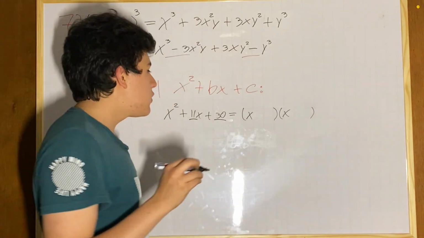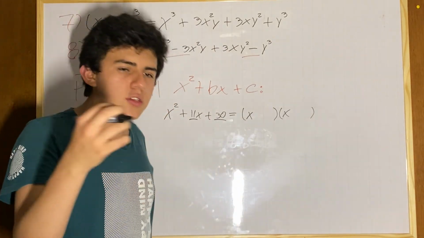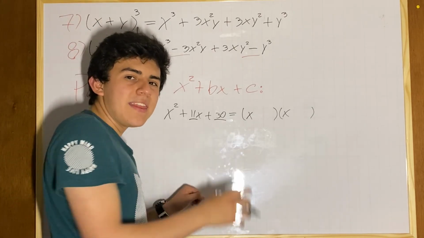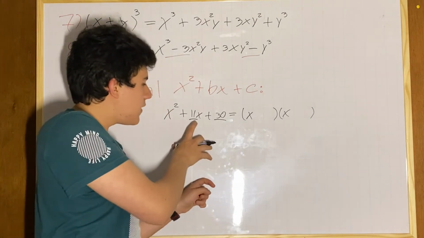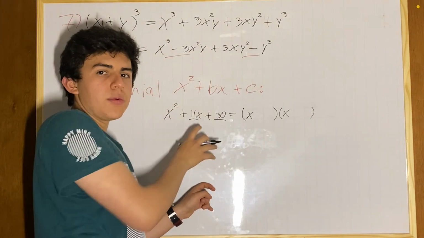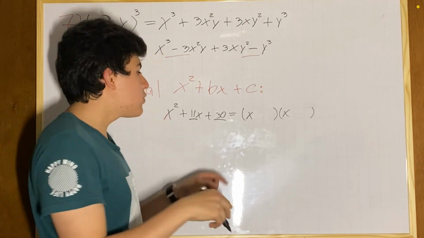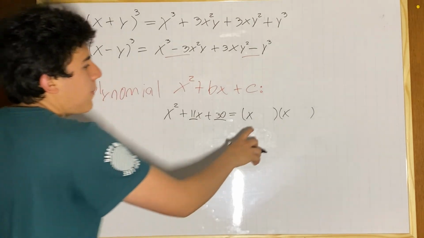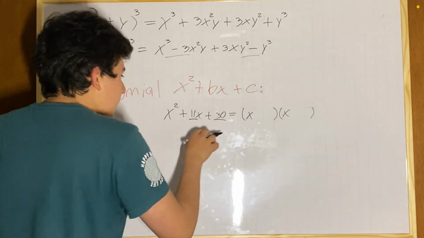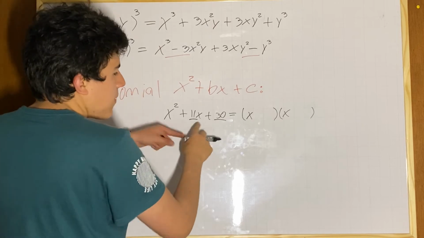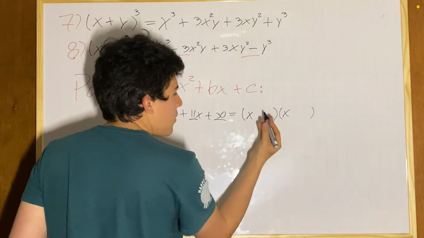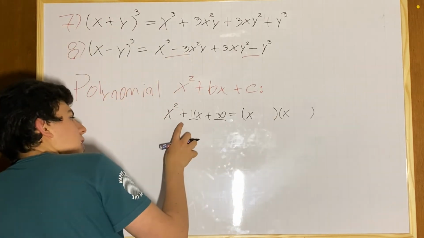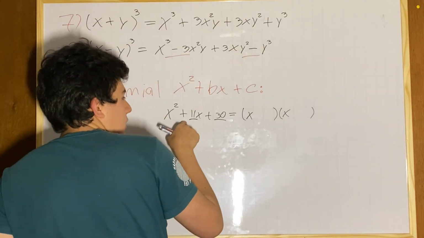Now, with these numbers, we need to find two numbers that multiply together to give me 30, and that added together give me 11. So we need to think about those two numbers. And those two numbers are the ones that we're going to place in here. But first, we need to think about the signs. In this case, it's pretty simple because everything is a plus sign. So just to know the rule, the first sign that you're going to write in the parentheses will be the first sign that you have in the expression.